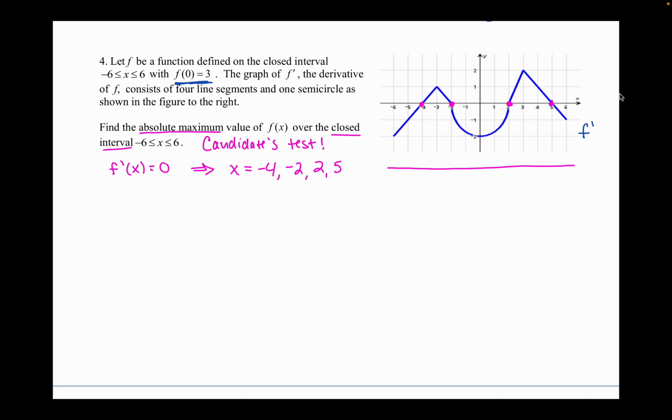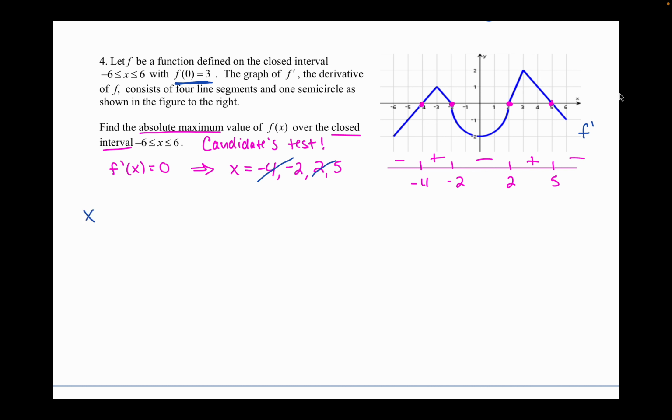Let's think real quick. If I had a sign chart for f prime, and I'm going to place my critical values here. Before -4 it's negative, in between -4 and -2 it's positive, then it's negative, then positive, then negative. So for some of these critical points, I can just tell by the first derivative test that they would be minimums. And I'm not looking for any minimums, so I can go ahead and throw them out. So -4 would be a potential minimum, and then 2 would be a potential minimum. So I only want to test -2 and 5.